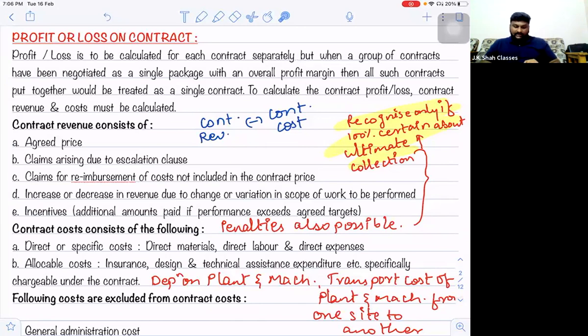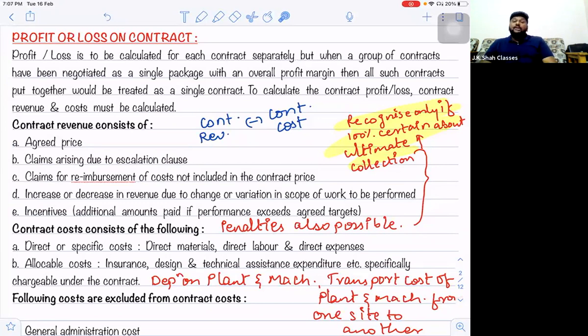That is the first point. Second, claims arising due to escalation. Because of the escalations, you may claim from your contractee for the price rise. Whatever you are claiming for escalations also becomes your contract revenue. Point number 3, claims for reimbursement of cost not included in the contract price.